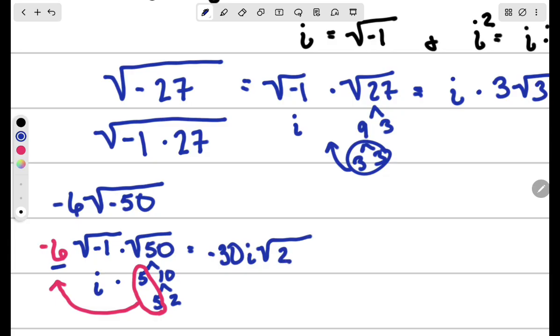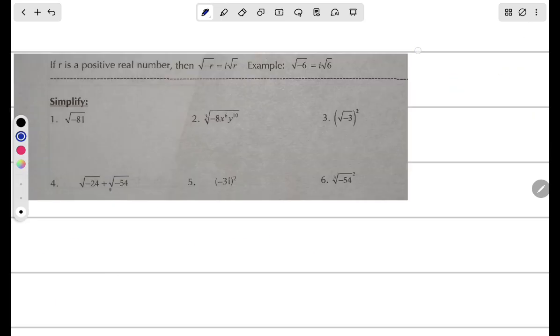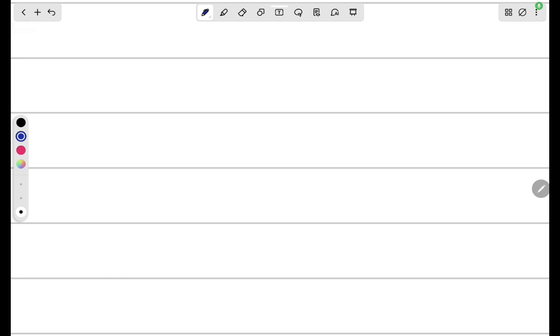All right, let's look at some practice problems. So using what we just learned, try to complete these 6 problems. Let's go to the next part.